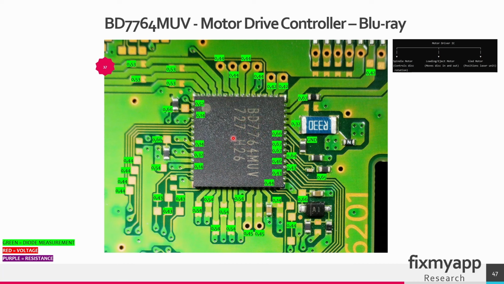In the PlayStation 4, the motor driver is used to control the spindle motor. It ensures that the Blu-ray disc spins at the correct speed for reading the data. So it will move the optical pickup unit, where the laser is located, to access the different parts of the Blu-ray disc. There are no datasheets available for this chip, so I cannot tell you much about it. In green are the diode measurements, and if you see a deviating value, then maybe this chip is faulty.